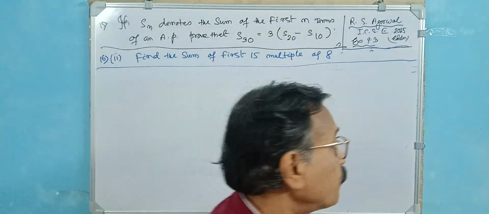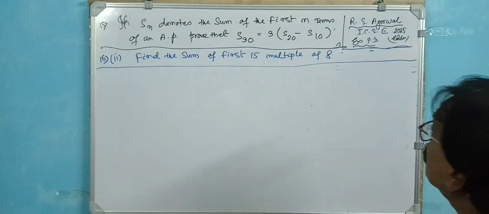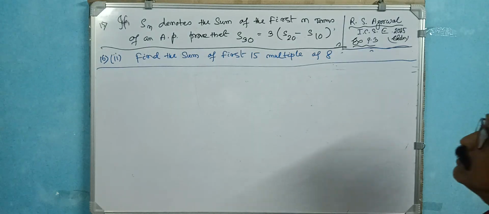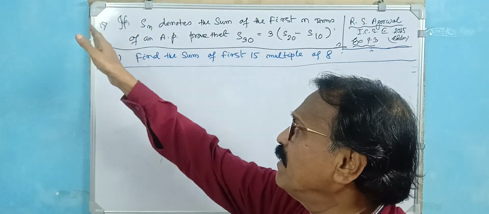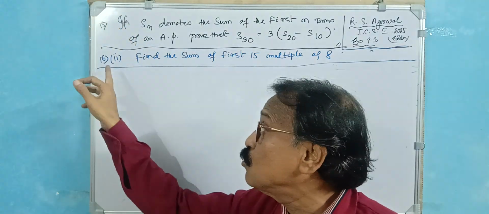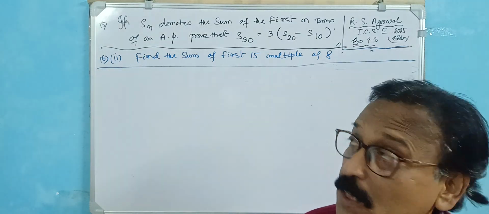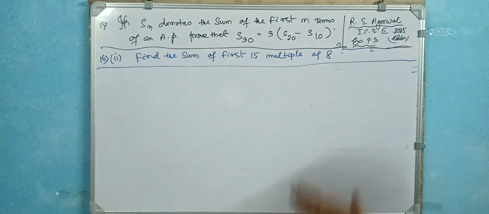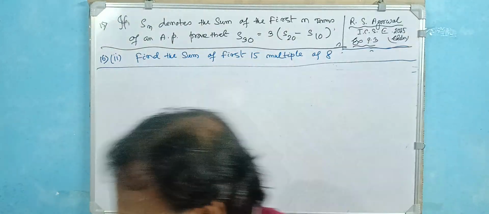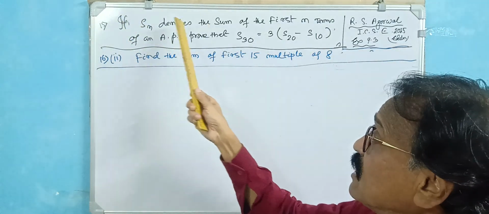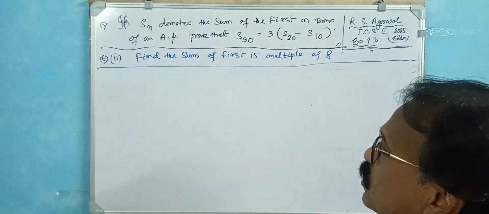Today we will discuss from the book R.S. Aggarwal, edition 2025, continuation of Exercise 9.3, sum number 15 and sum number 16. The first sum: if a denotes the sum of the first 10 terms.